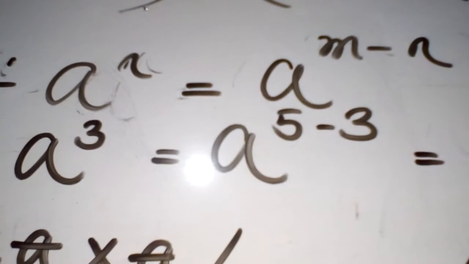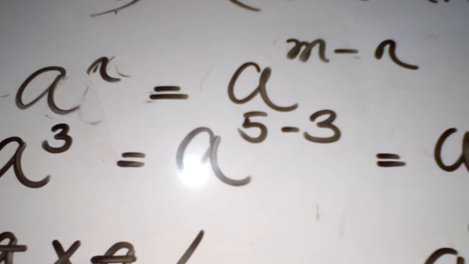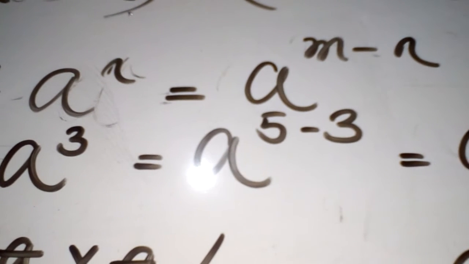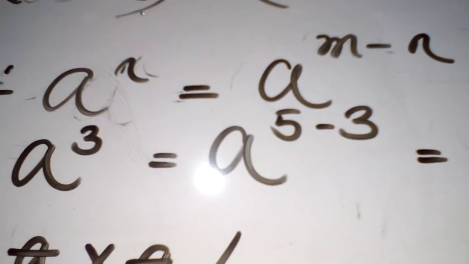An example is a to the power 5 divided by a to the power 3. We retain the base, which is a, and subtract the second index, which is 3, from the first index, which is 5. Thereby, we're going to have an answer of a to the power 2.